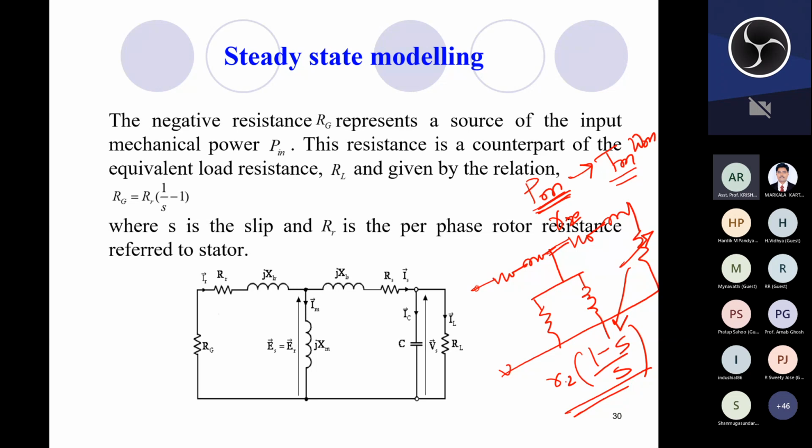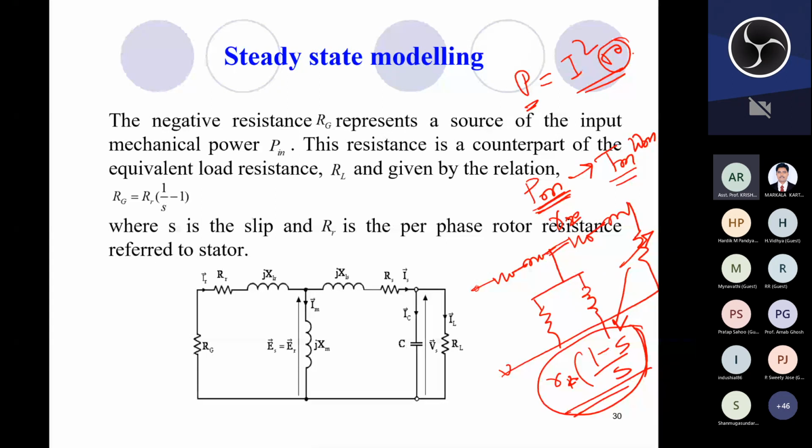Okay, so this Rr into (1 minus s) by s, this resistance is considered as such that this resistance is consuming some power. We know this is of I square R. So this resistance is consuming this much power, so we can consider this PM is consumed by this resistance.